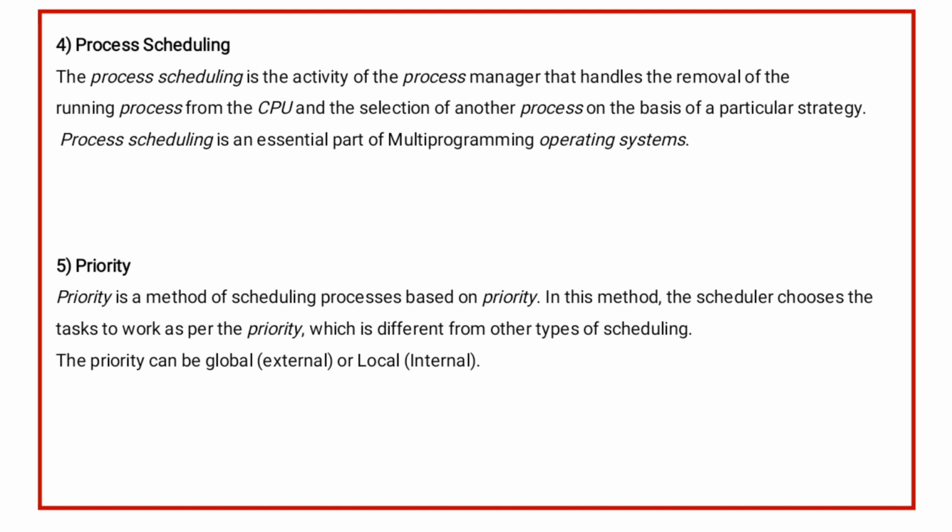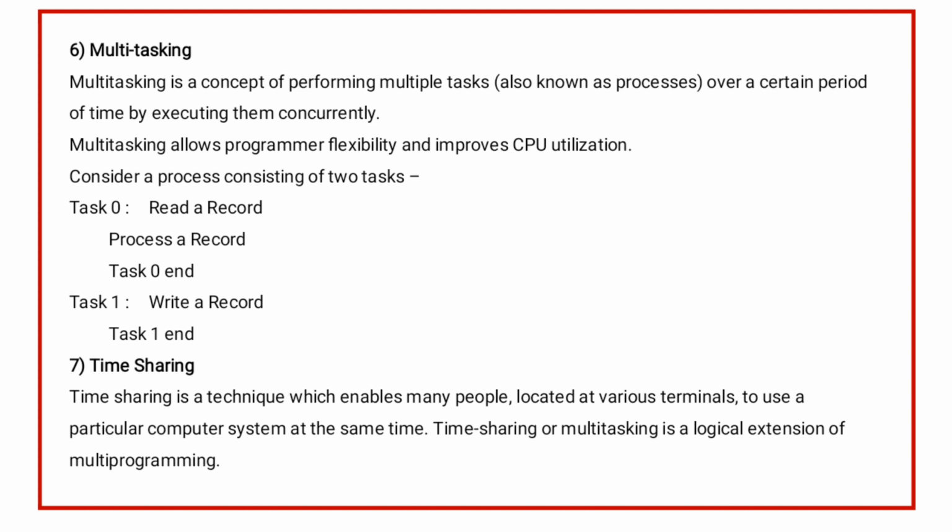The next is multitasking. Multitasking is a concept of performing multiple tasks, also known as processes, over a certain period of time by executing them concurrently. Multitasking provides flexibility and improves CPU utilization. Consider a process consisting of two tasks. Task 0: read a record, process the record, and task 0 ends. Then the second task is write a record, and task 1 ends.